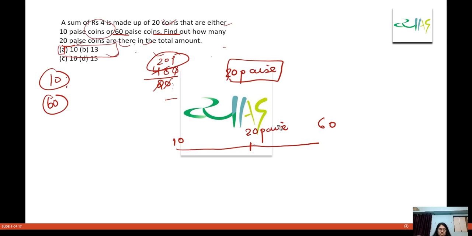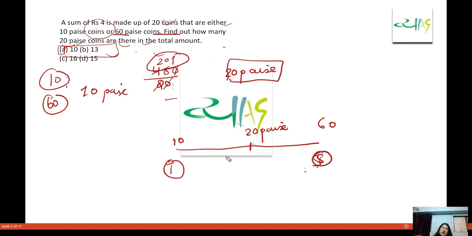Either way, we'll find out. Okay, we'll find out. So I think there is some mistake in the question. It should be 10 paise coins. Fine. Now let us take this 10 paise coin as T and 60 paise coin as S.